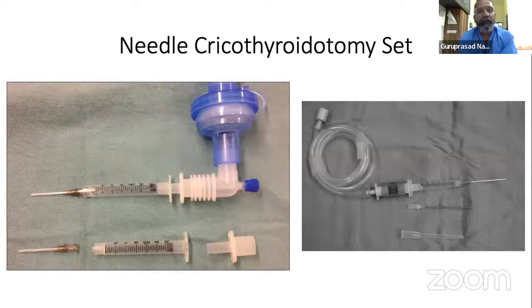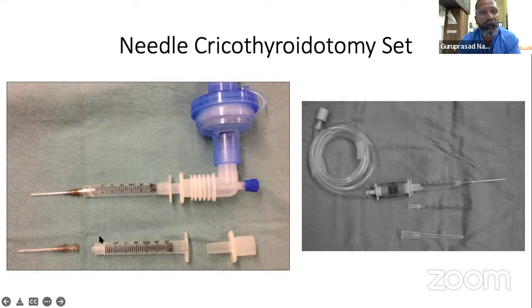I have tried this on a false alarm, trying to collect these three things. It took me at least 8 to 10 minutes to get all these devices in one place. In a situation of can't ventilate, can't oxygenate, 8 minutes is too long a time. So if you keep such sets ready in your operation theater or emergency ward or any ward for that matter, you just enter the cricothyroid membrane and connect it to an ambu bag, which will help you to ventilate the patient.